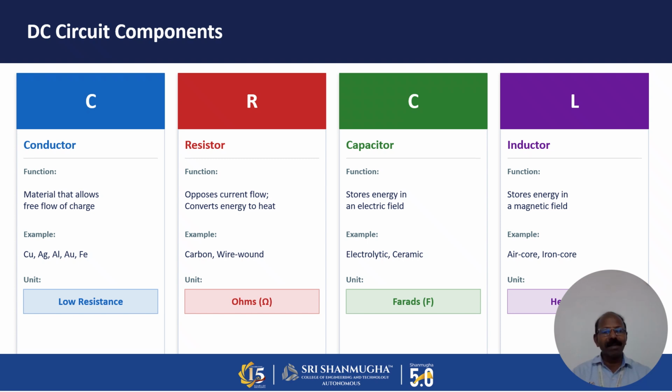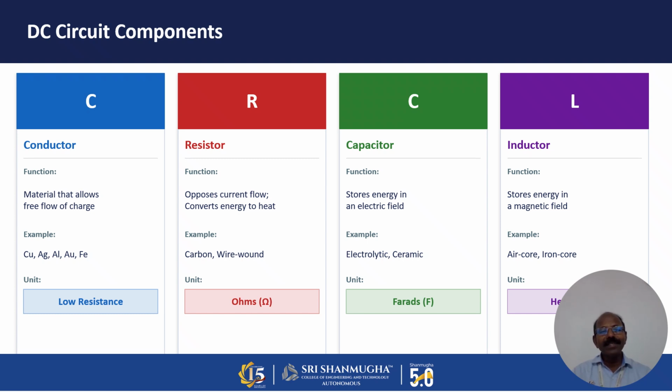What is a conductor? A conductor is a material which offers very low resistance to the flow of current. So, a conductor conducts current easily. Examples of good conductors are copper, aluminum, silver, gold, etc. Generally, conductors provide very low resistance.